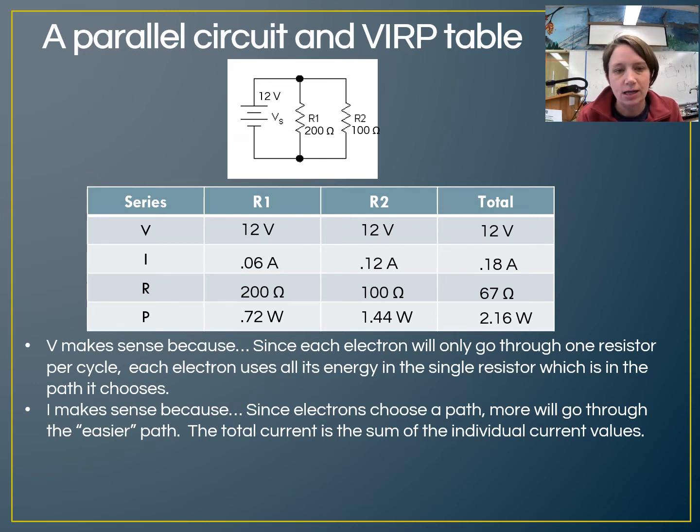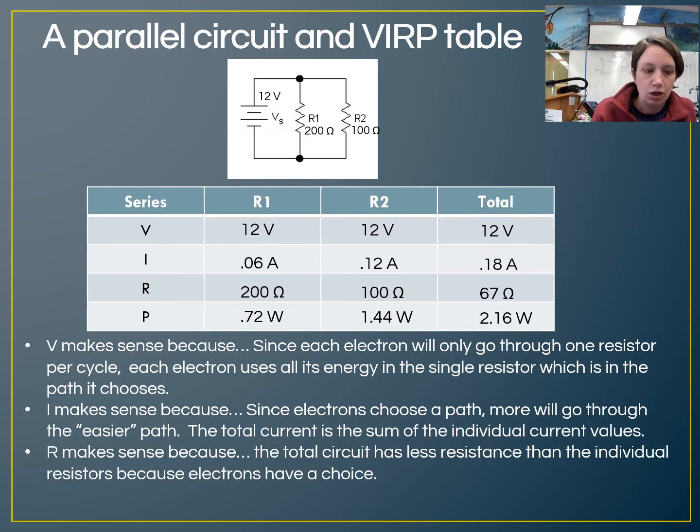You'll also notice that the higher resistor, R1, got less current than R2 by a ratio of 1 to 2, because electrons will generally choose to go through the path of less resistance. There is an inverse relationship between the amount of resistance and the amount of current through that path. The resistance value makes sense because adding two resistors in parallel makes an overall smaller resistance in the circuit. So 67 ohms is less than either of my individual resistors.